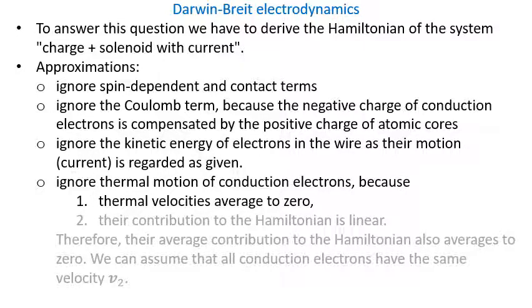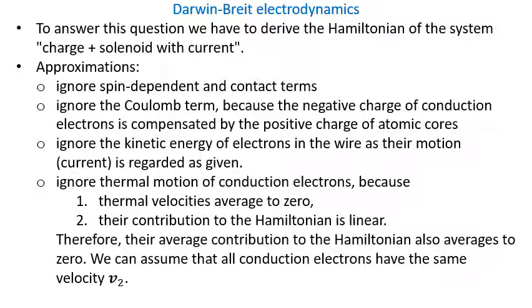We don't have to pay attention to the fast random thermal motion of wire electrons, because these velocities average to zero. But in our Hamiltonian, these velocities enter in a linear fashion. So the thermal effects average to zero, and we can assume that all conduction electrons have the same drift velocity v2, which is determined by the wire current.